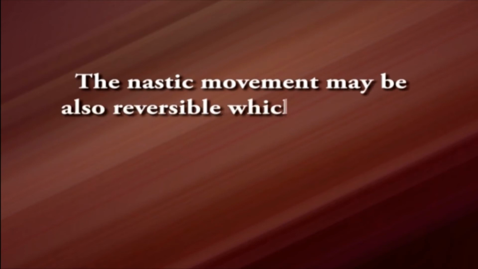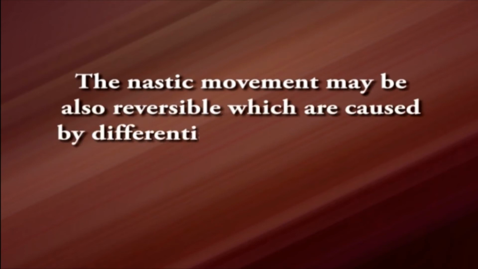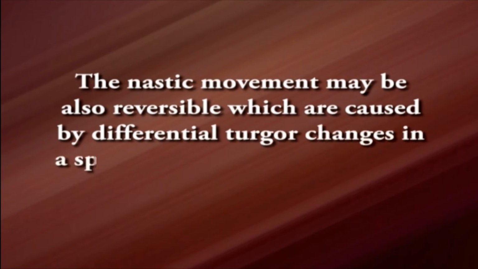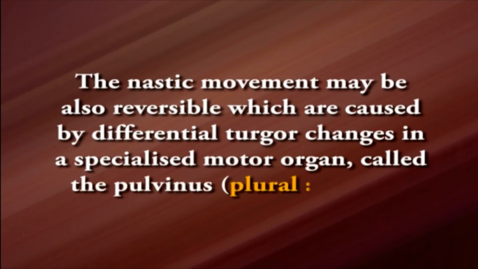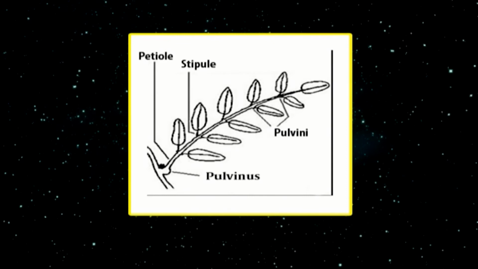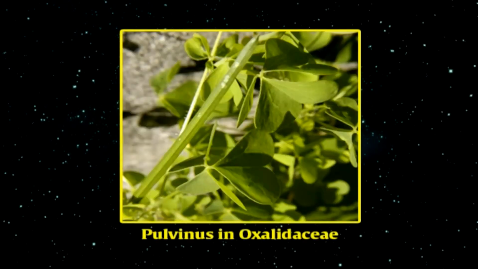Alternatively, the nastic movements may also be reversible, which are caused by differential turgor changes in a specialized motor organ called pulvinus. Its plural form is pulvini. The pulvinus is basically a bulbous structure commonly seen in the plant families characterized by doubly compound leaves. These families are, for example, Fabaceae, Oxalidaceae.